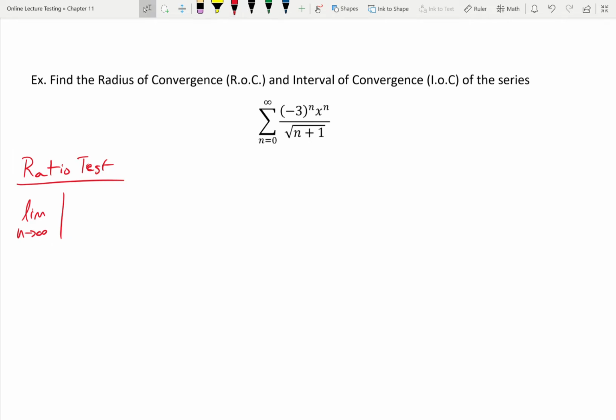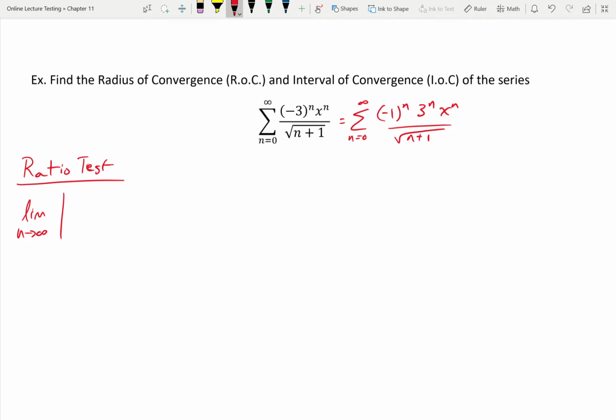And technically, I could rewrite this, so I'm going to do this real quick before we start, as (-1)^n 3^n x^n, all divided by the square root of n plus 1. So if we wanted to, we could take that -1 out, because when we take the absolute value of it, we're going to be okay. Nothing's going to happen. The absolute value is going to take care of that, but you've got to be careful when you are dealing with that piece.